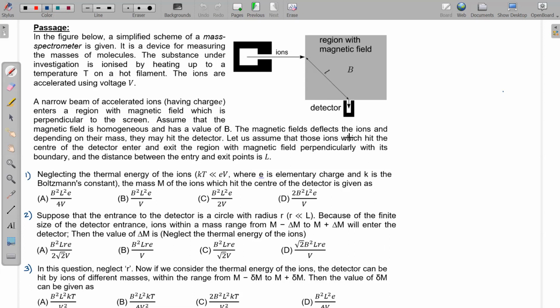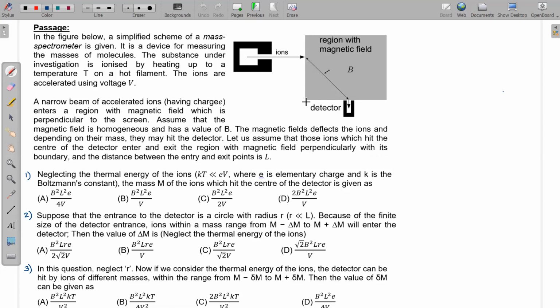The magnetic field deflects the ions, and depending on their masses they may hit the detector. So you can see there is a small detector over here, and these ions when deflected by the magnetic field can reach this detector. So let us assume that those ions which hit the center of the detector enter and exit the region with magnetic field perpendicularly to its boundary.